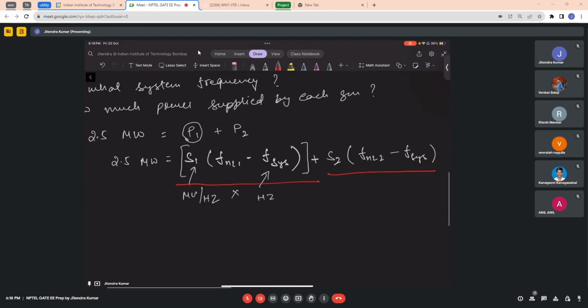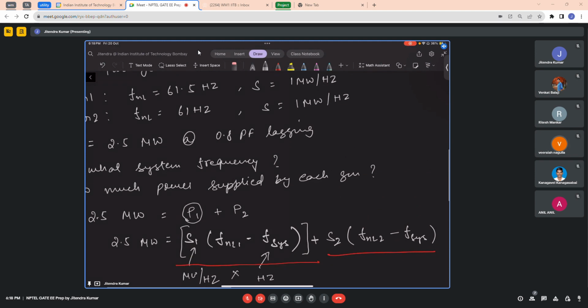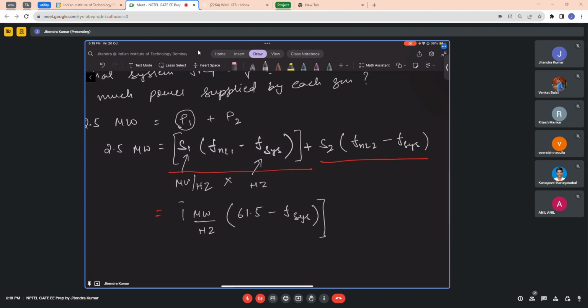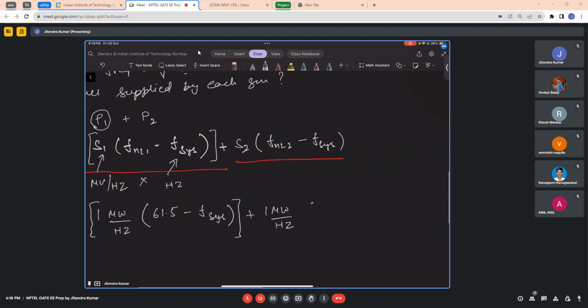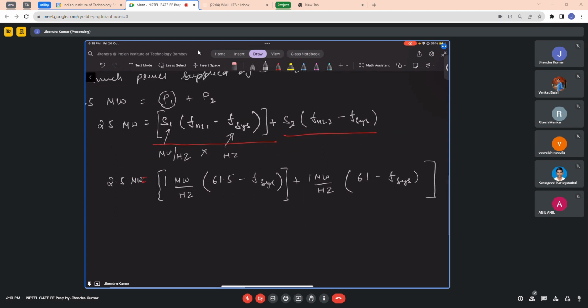Yeah, great. So now I can equate it further. The slope of the first alternator is, actually both alternators are 1 megawatt per hertz. So I can write 1 megawatt per hertz into no load frequency of the first alternator, 61.5, minus the system frequency, which we want to find out, plus slope of the second alternator, again 1 megawatt per hertz, and its no load frequency is 61 minus the frequency of the system, and it is equal to 2.5 megawatt. So 2.5 is equal to (61.5 minus F system) plus (61 minus F system).